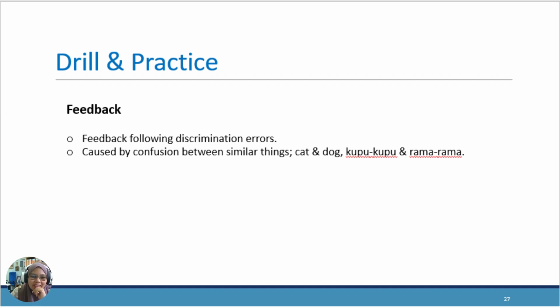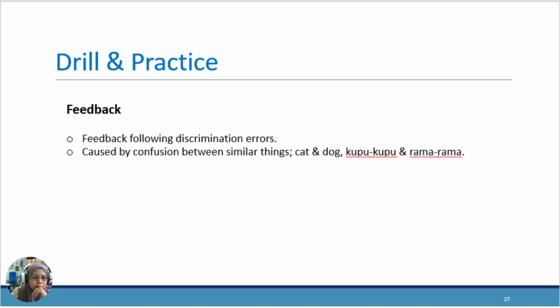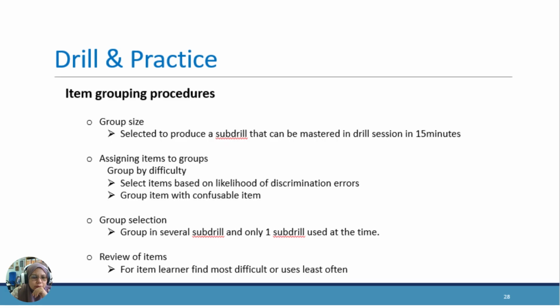Okay, maybe you can search it in Google. Alright, item grouping procedure. Before this we covered item selection, so the next procedure is item grouping. We have to group size.